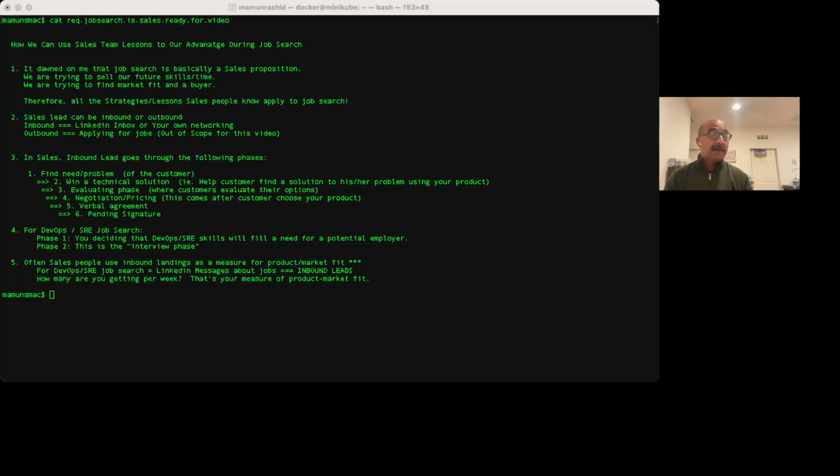Second phase, the evaluating phase, where the customer evaluates what you have that solves their problem. So this is the interview phase, right? When you're interviewing with the potential employer, he or she is evaluating whether or not your skill set will actually solve the problem they're trying to solve. They might need particular tools, like Kubernetes or whatever, or they might need somebody who has X years of experience, or somebody who has had development experience and whatnot, right? So their need, does it match your skill set?